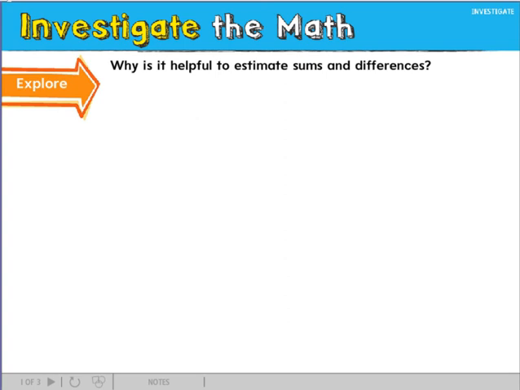So we can check answers, we can make sure that our answers make sense, and it makes problems easier to do. So, like, grocery shopping is a perfect example. If you go grocery shopping with your mom, if you just keep rounding everything you put into the basket to the nearest dollar, you can kind of have a running tally in your head. As long as you're not doing 300 different.